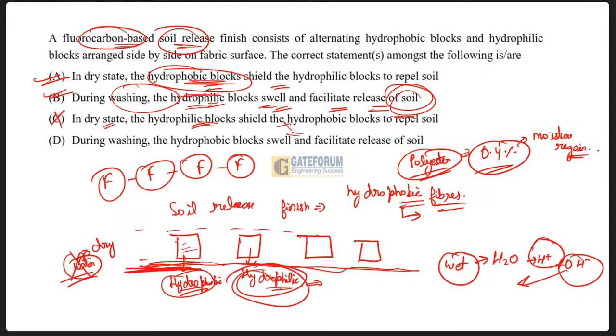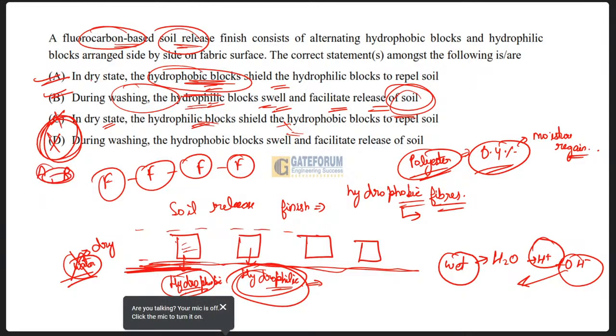And during washing, these two options are automatically wrong. Apart from GATE 2024, how you attempt the paper also becomes important as far as your GATE examination is concerned. You can see there can be only two options, one is A or B. That means in these two only one is correct, and in these two only one is correct. This is the type of question GATE always asks.